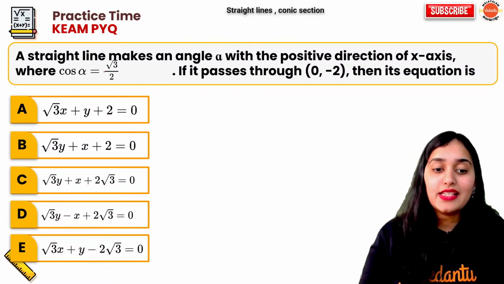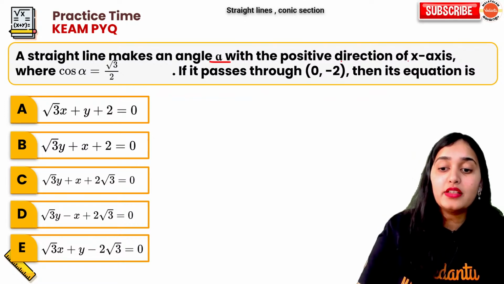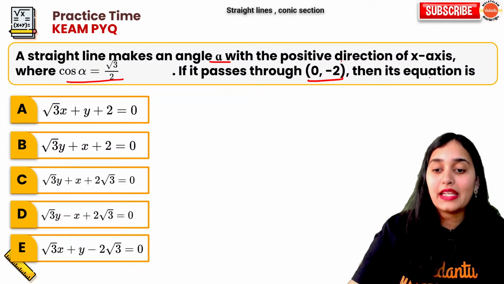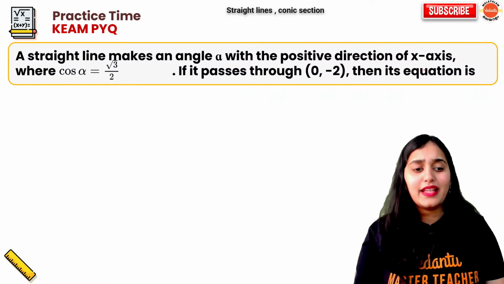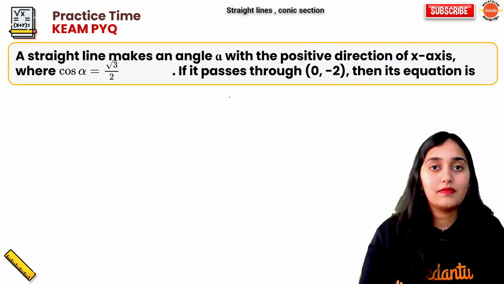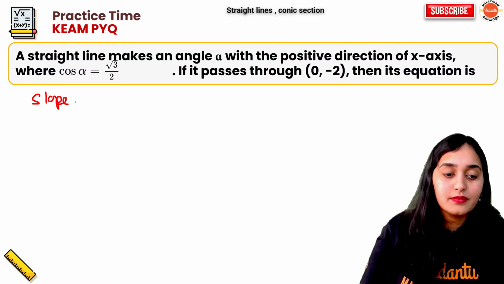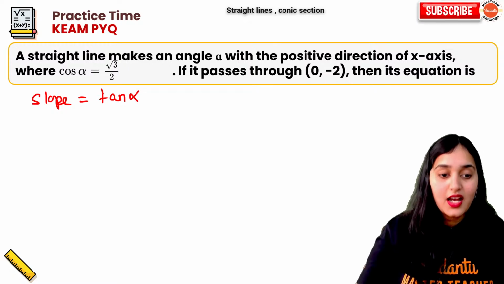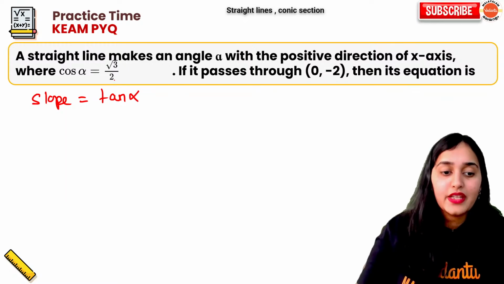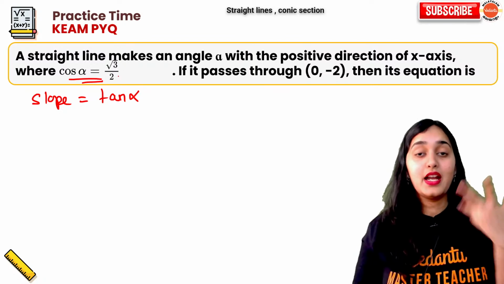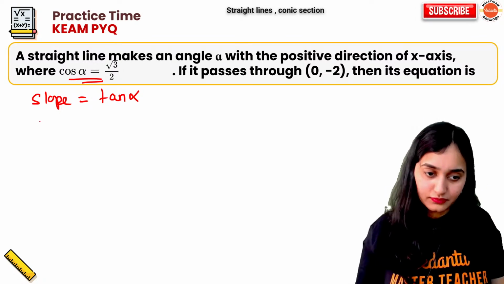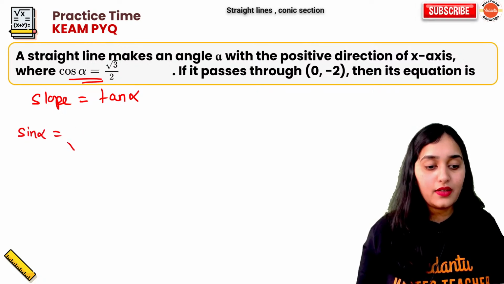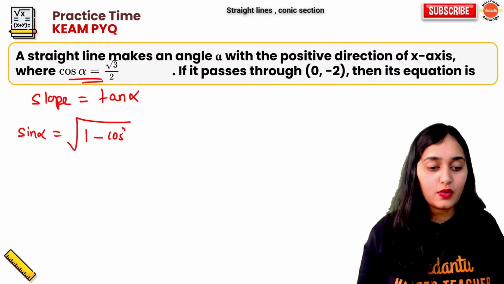Next question. A straight line makes an angle alpha with the positive direction of the x-axis where cos alpha is given. It passes through this point, then the equation will be dash. Now tell me one thing. What is the slope of a line? The slope of the line is tan alpha, right? But we have cos alpha. How can we get tan alpha? Simple. When you have cos alpha, sin alpha will be root over 1 minus cos square alpha.